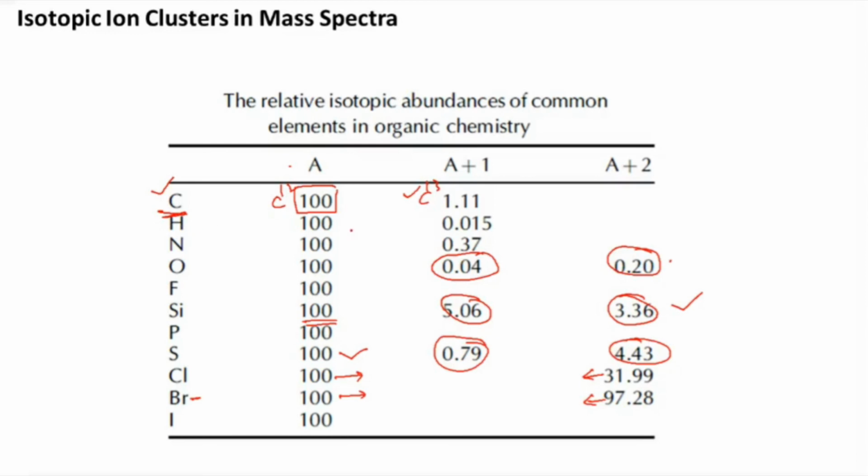In case of hydrogen, it is dominated by M plus, whereas M plus 1 is almost nothing. In case of nitrogen, the contribution is 0.37. In proteins, where you can find so many nitrogens, if 20 amino acids are there, 20 nitrogens will be there, 20 times 0.37 is 7.4. So the contribution to M plus 1 is going to increase.